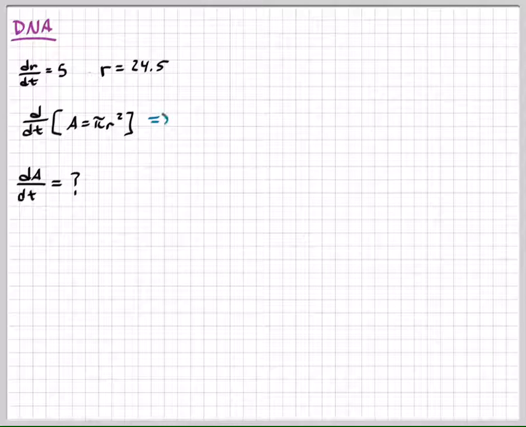Alright, so how are we going to get this? Let's see. Let's start with the A. Now, I know we're taking the derivative with respect to t, but this is just like when there was a y and an x. You guys remember when we did the implicit differentiation? The y and the x? Okay. This time we're taking the derivative of A.